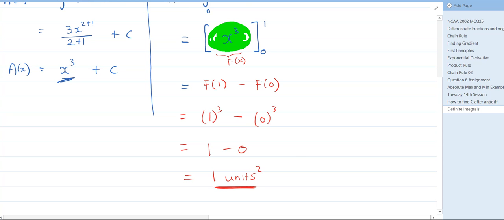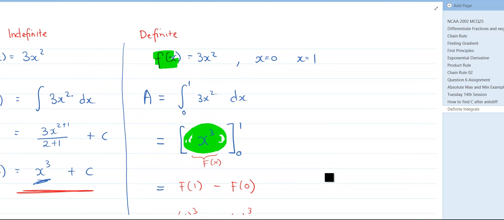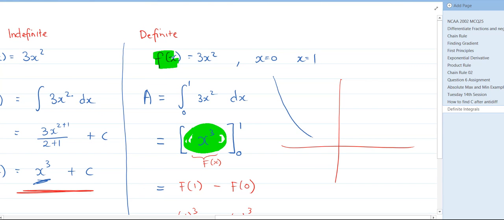See the difference between the two? This one gives me an area. This one gives me a function for it. If I draw it visually, 3x squared, what does 3x squared look like? Well, this is what 3x squared looks like. It looks like this, passing through the origin, of course. And I'm saying from 0 to 1, I want to know the area. And in this case, I know it's 1.